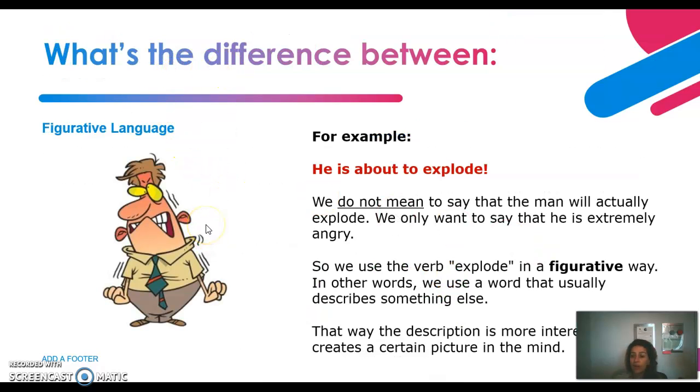Okay, so here we go. Here we have this guy again, okay? So, this is figurative language because, for example, he is about to explode. We do not mean to say that the man will actually explode. We actually want to say that he is extremely angry. So we use the verb explode in a figurative way. In other words, we use a word that usually describes something else, okay? That way, the description is more interesting and it creates a certain picture in the mind.